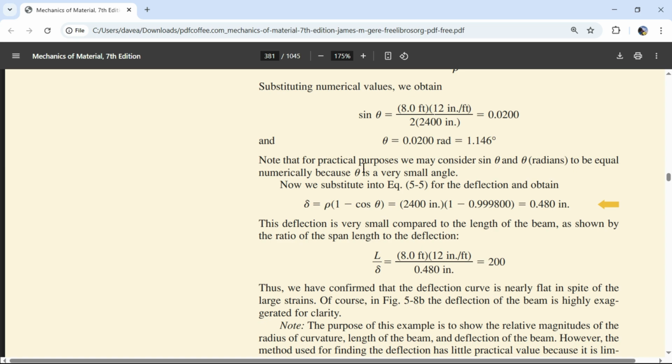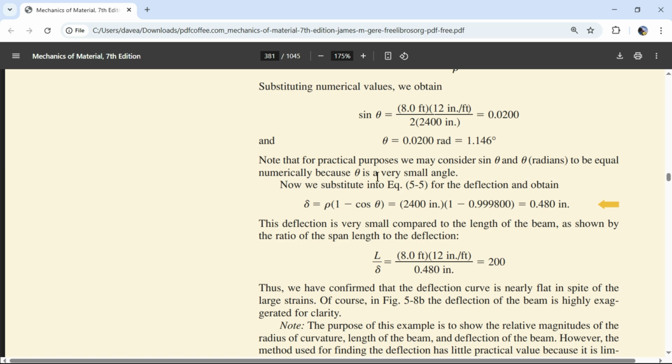So note that for practical purposes, we may consider sine theta and theta in radians to be equal numerically because theta is a very small angle. But I just don't think they need to. I think it is an arc. You're taking it from the neutral axis, and you already found the radius. So you know what the angle is, 100%.